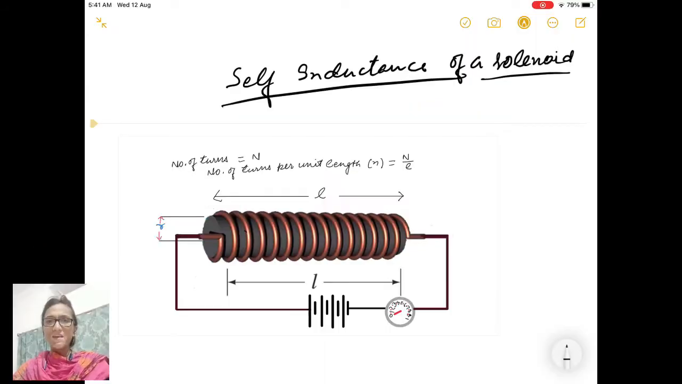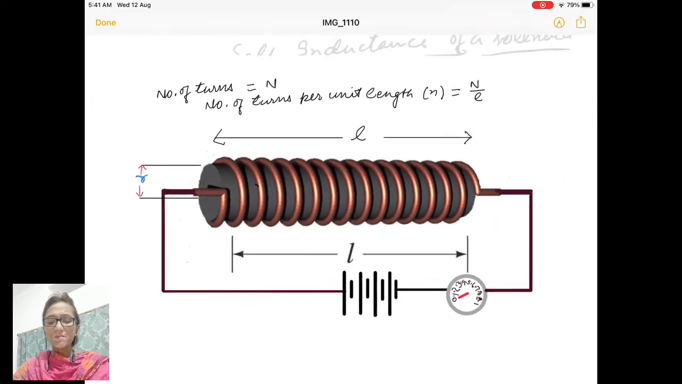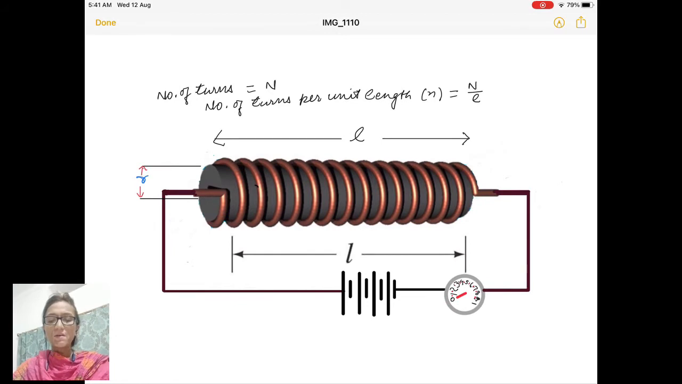So let us find the self-inductance of a solenoid. Here I have one solenoid with its length small l. The number of turns, as you can see, is capital N. The number of turns per unit length, that is small n, is given by capital N by small l. Now the radius of the cross-sectional area is R.